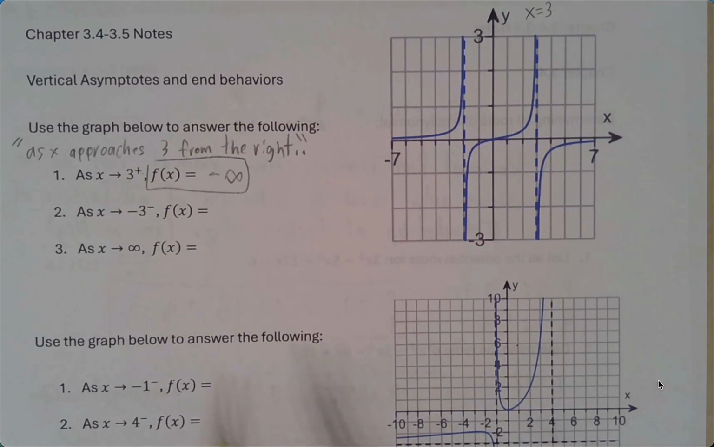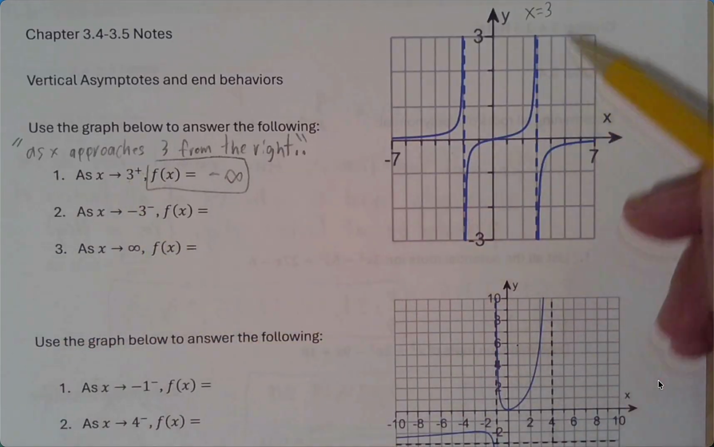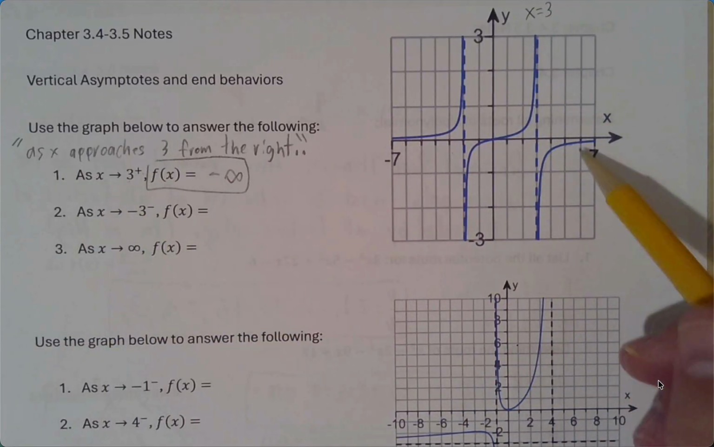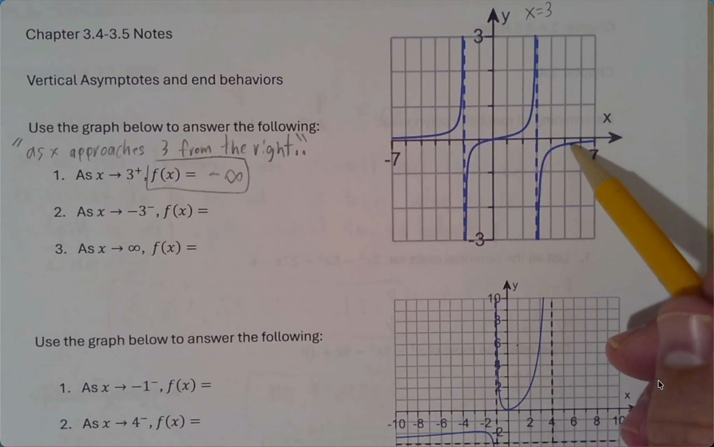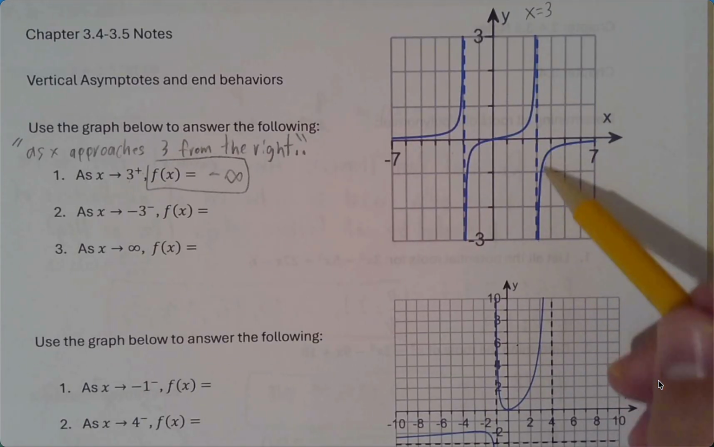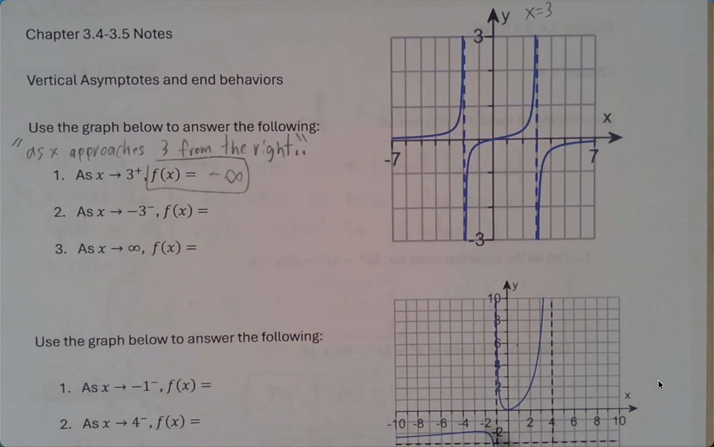So, hopefully, again, that clicks: 3 from the right. Here's 3. There's the right of 3. Everywhere over here, but follow this graph segment back towards 3, and I end up going down forever, negative infinity.